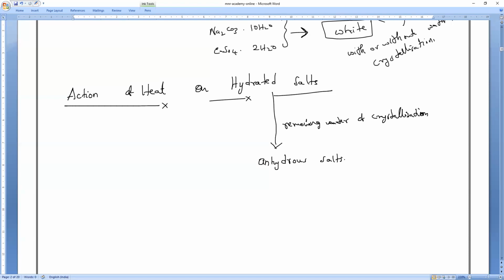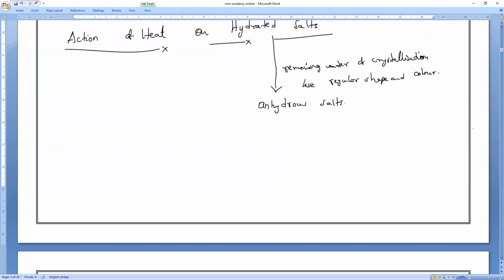With the water of crystallization, we call them hydrated salts. Without water of crystallization, we call them anhydrous salts. These anhydrous salts do not have water of crystallization. As soon as you remove the water, what is changing? The salts lose their regular shape and color also. Please remember that. They lose regular shape and as well as what? Color also.